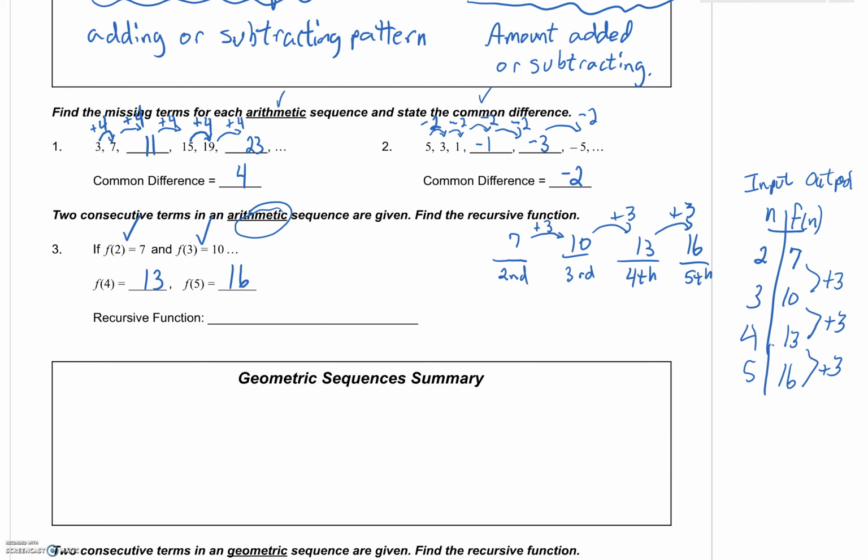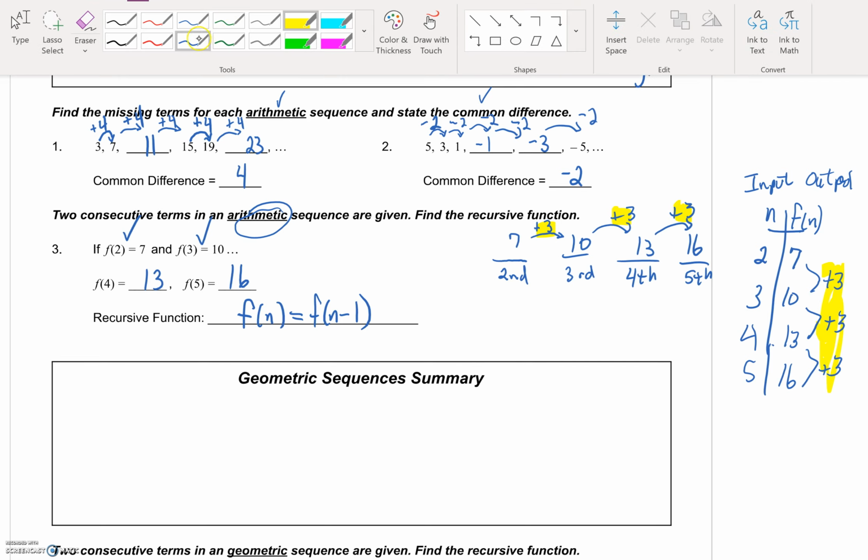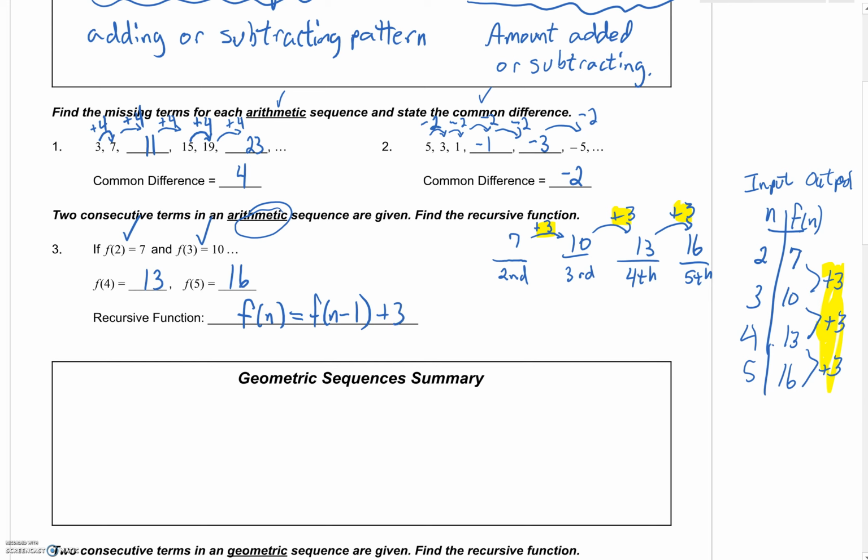But for the recursive function, hopefully you remember it's the now equals the previous. We could say f of n will equal f of n minus 1. But what are we doing each and every time in this arithmetic sequence? Well, you can see we're adding a 3 to the previous term. That's really what we're doing right here. So you can say plus 3. That is not sufficient, however. You need a beginning value. This f of 2 equals 7 is necessary to write down for the recursive function.